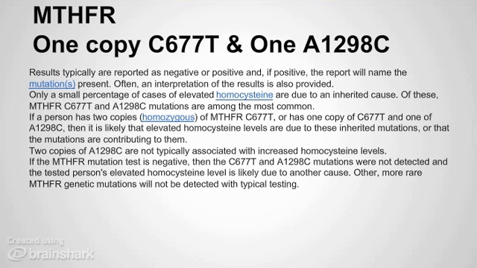One is C677T, and the other one is A1298C. So the results are typically reported either as a negative result, which means everything is normal and the body is working well, or positive. Positive means there is some sort of a variation in this gene, and that's what is called a mutation, meaning it has switched itself a little bit.